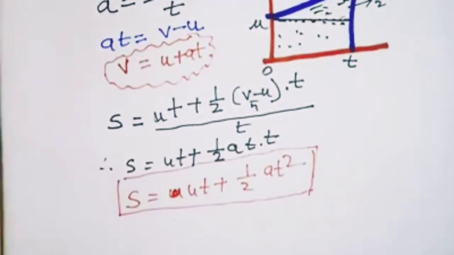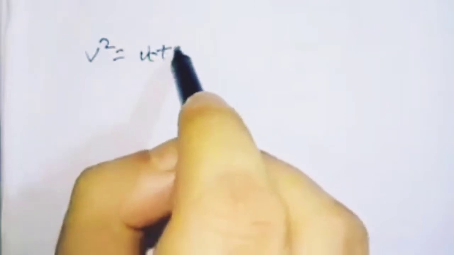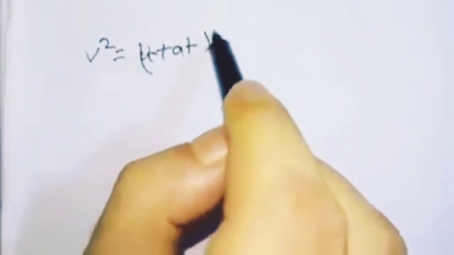Now what I will do is take this value, V equals U plus AT. What happens if we start squaring that? So let us see what it actually leads to. Definitely we are doing it for some purpose. So what it would lead to is that if I write over here that V squared equals U plus AT whole squared, right?